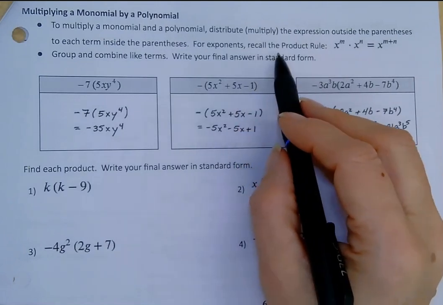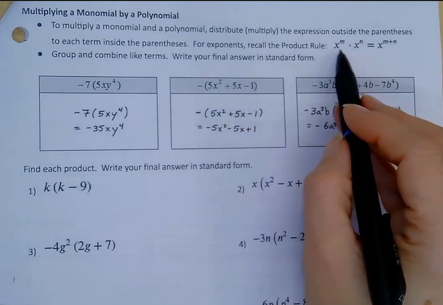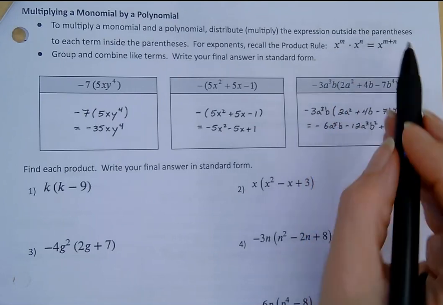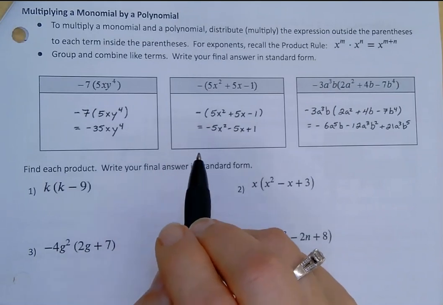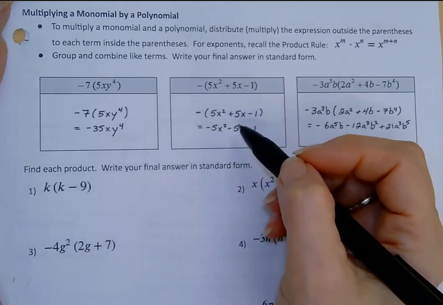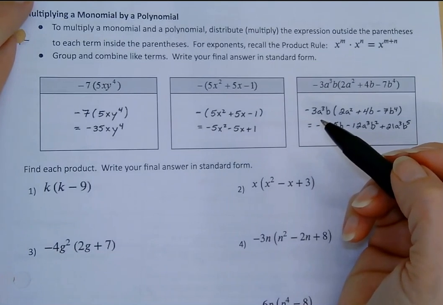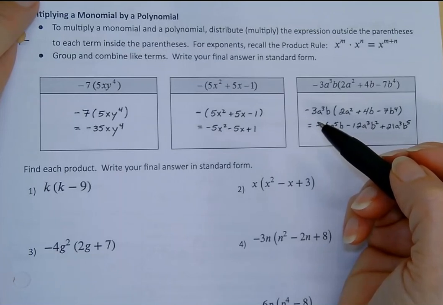For exponents, remember that if you multiply two variables that have the same base, you keep the base and you add the exponents. We're going to do a bunch of math and then rearrange our answer to make sure that it follows standard form. Standard form again, we're going to do alphabetical order if we have more than one variable, and we want the highest exponent first as our first term.